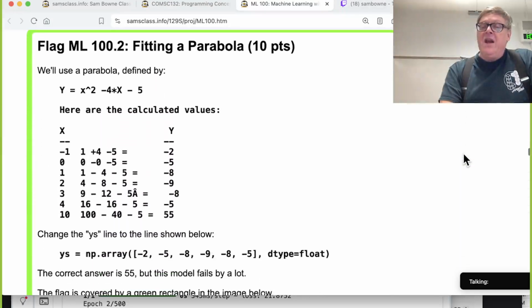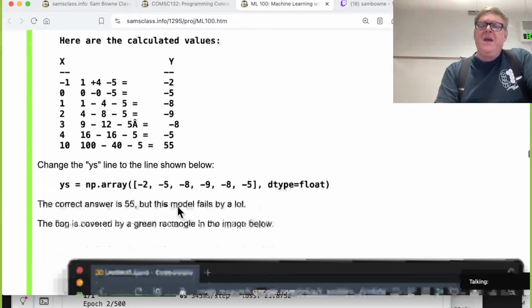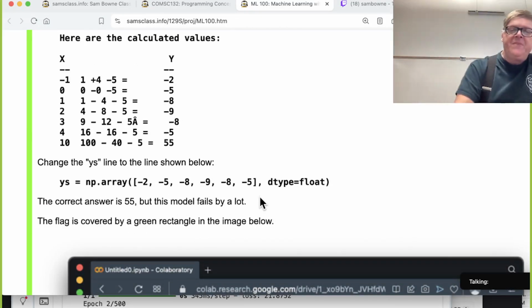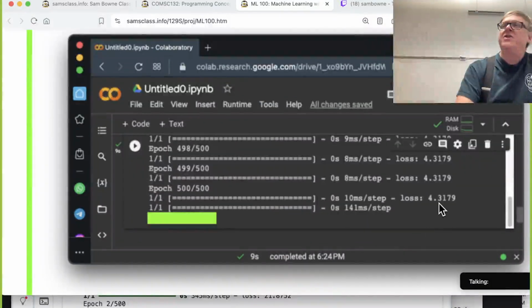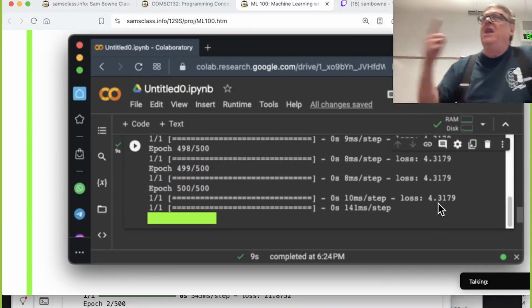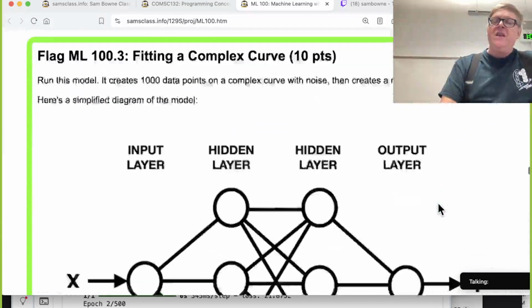Now, another thing you can try is you can fit something that is not a straight line. Here I have a parabola, x squared minus 4x minus 5. So I calculated y for a bunch of x's. And so if you put in that data, you will find that it, of course, is a terrible fit. The loss is really huge, like 4, because it's fitting a line through a curve. It's not going to fit very well. But then you can try fitting a more complex curve.